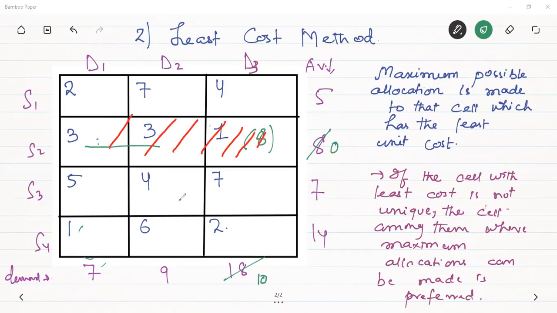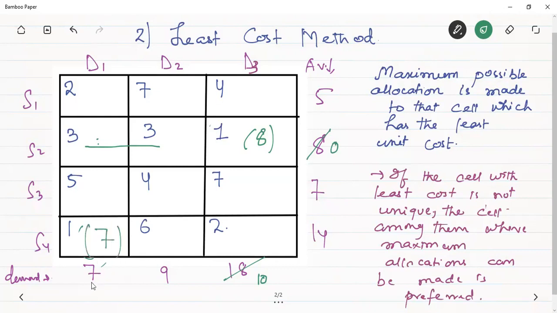Among them 2, 7, 4, 5, 4, 7, 1, 6, 2, the least cost is 2. Therefore, sorry, least cost is 1 again. Therefore what will we do here? We will allocate this cell here, and you can see that here demand is 7, supply is 14. Therefore demand will get satisfied, nothing will be left here. Okay, destination 1's demand was 7, so where did it take everything from? From S4. So these two cells won't be further allocated. Now how much is left here? Here 7 is left. Okay, after this, now which cell is to be allocated, which has the least cost?